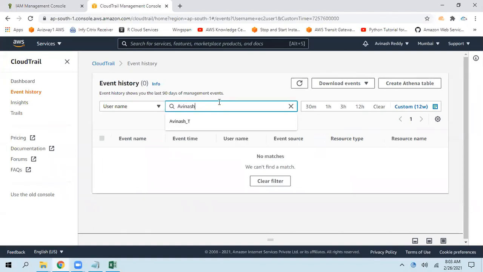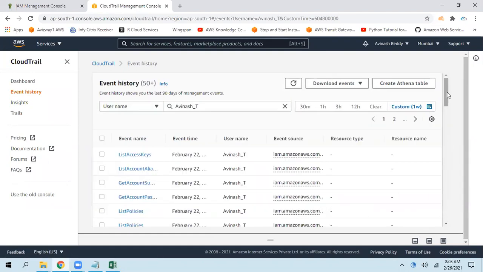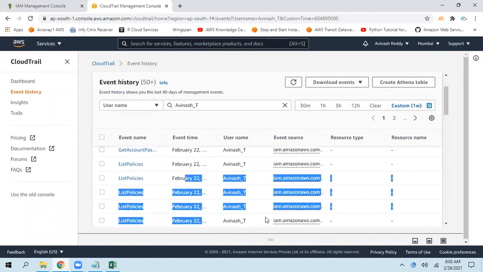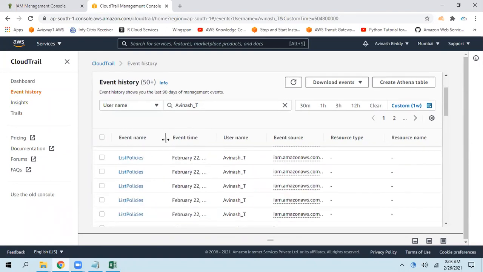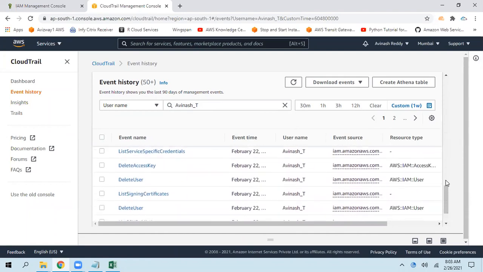For example, I want to track all the changes of the Avinash_T user for the last 1 week. Apply. It is showing everything. On February 22nd, I logged in with this user, and after that I haven't logged in by using that user. Everything is listed whenever you go there or refresh. See, I have deleted a user. What exactly was that activity? Click on that.